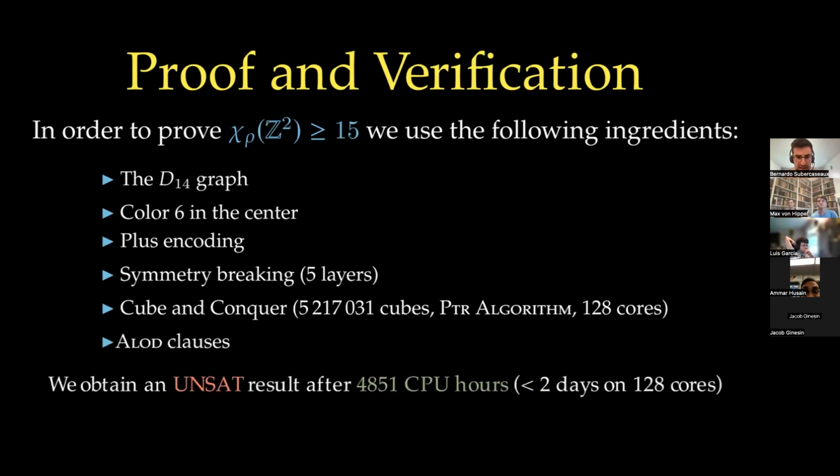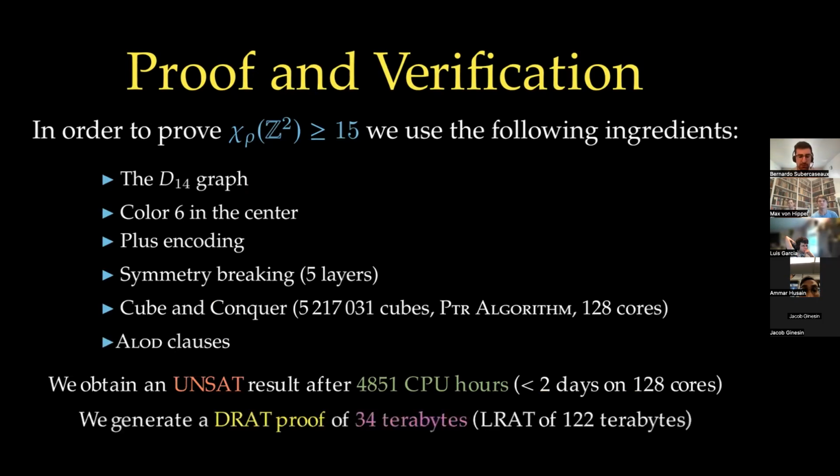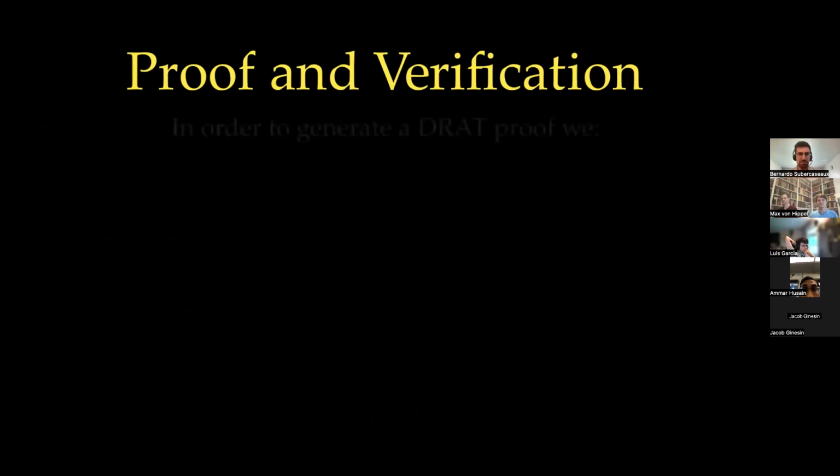So with all of that, we end up getting the final result, the lower bound of 15, which closes the problem because we had already an upper bound of 15. And that took almost 5,000 CPU hours. So that's less than 2 days on 128 cores. The DRAD proof, so that's a proof format, it's 34 terabytes long. And that's compressed from an LRAD proof that's actually 122 terabytes long. So this is a pretty long mathematical proof, if you will. It's not the largest, though.